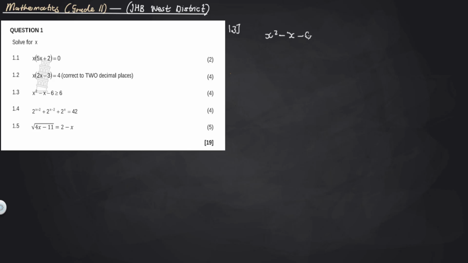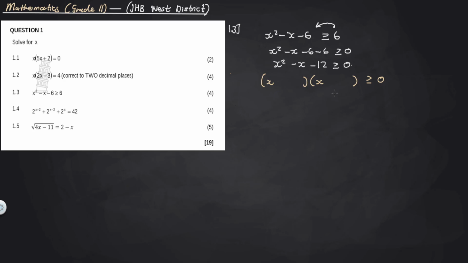Minus x minus 6 greater or equal to 6. We bring this 6 over to the other side first. Minus x minus 6 greater or equal to 0. Then we have x squared minus x minus 12 greater or equal to 0. Alright, then we're gonna rely on the factoring method. Okay, there's nothing stopping you from using the quadratic equation.